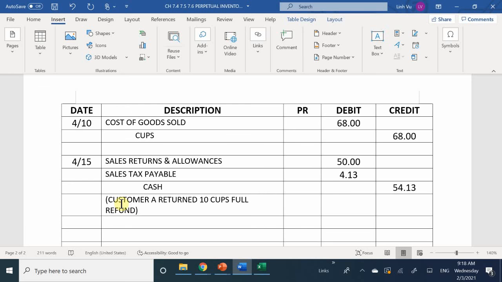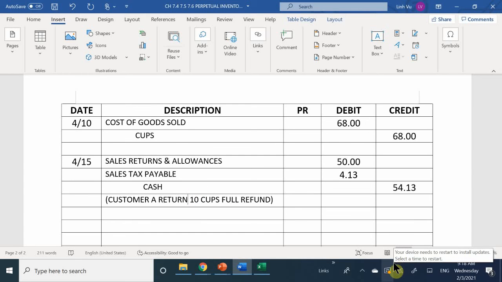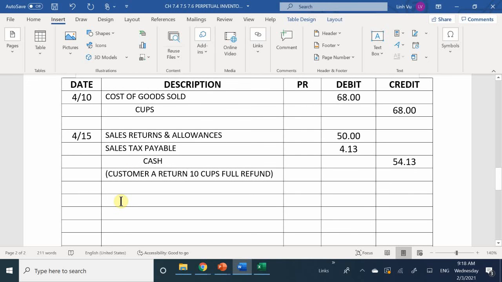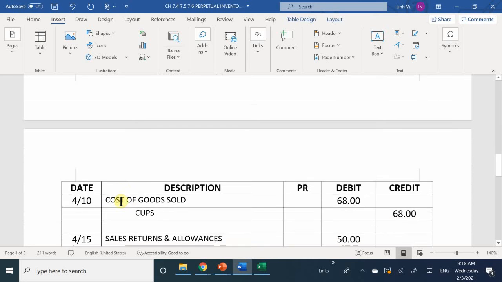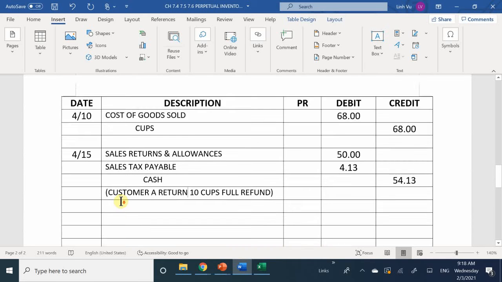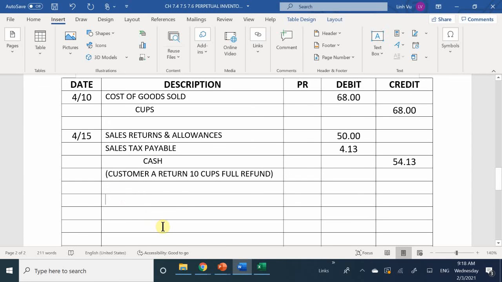Okay. Customer A returned 10 cups for full refund. So what happens next? To adjust the inventory and the cost of goods sold. Good. So we're going to place it back into our inventory, and we're going to adjust our cost of goods sold because they actually physically returned the items to us.